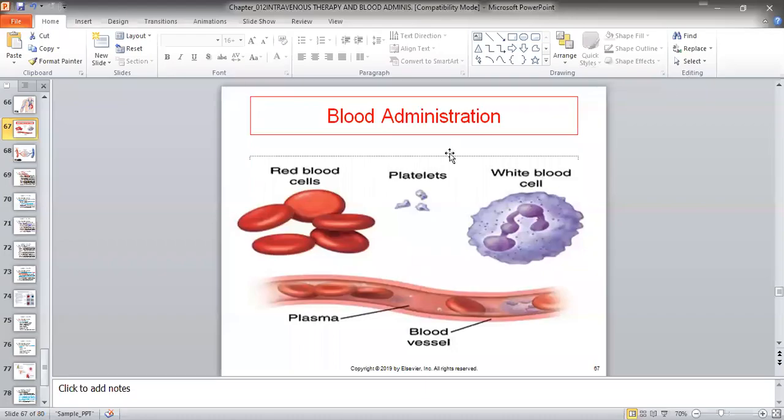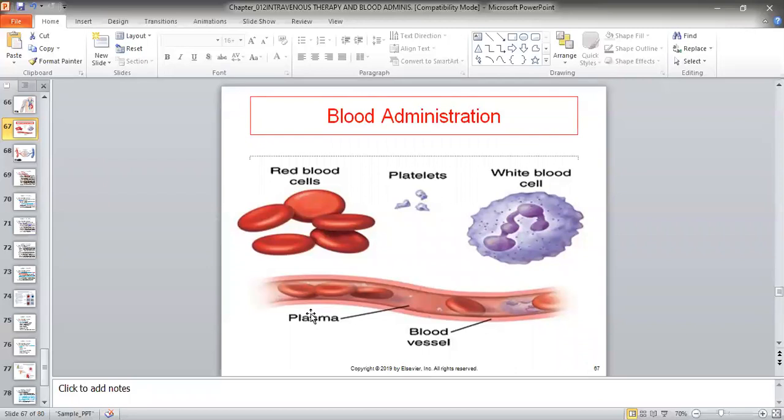So blood transfusion. Blood function, blood disorder. And here we're going to talk about the blood administration, right? The blood basically contains two things. One is blood corpuscle or blood cell. The other portion is called liquid. The liquid portion is called plasma.